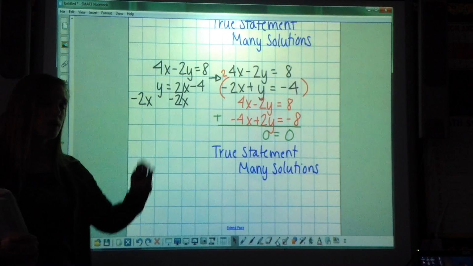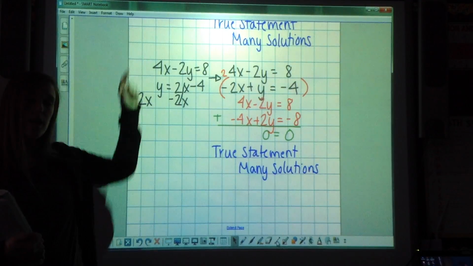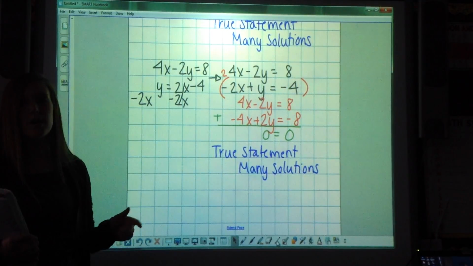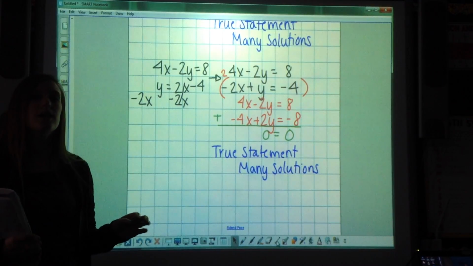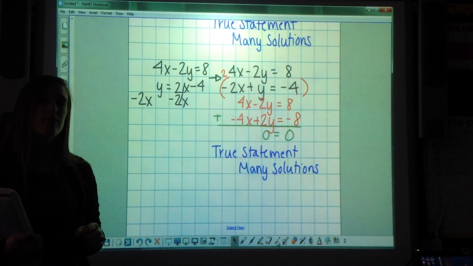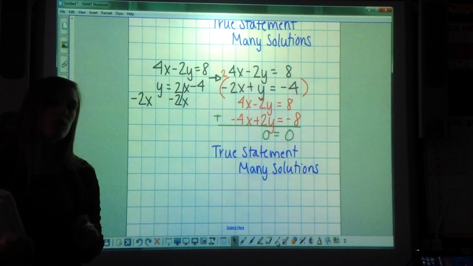I want you to look at the top problem, the second problem, and then problems we've had in the past where we've gotten one solution, and see if you can find a pattern and figure out how many solutions they have without solving.